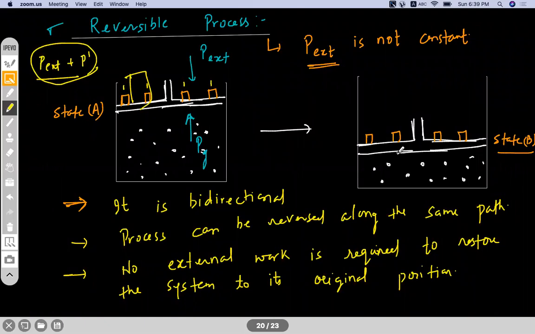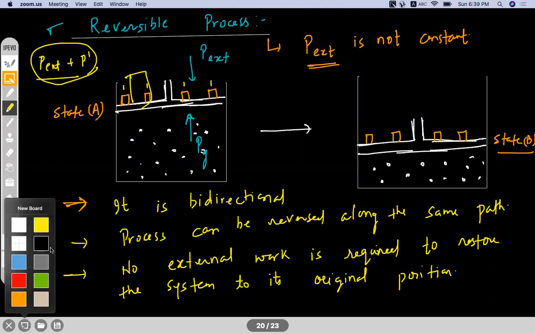Yes. This one. Quickly, guys. Basic difference you understood, correct?